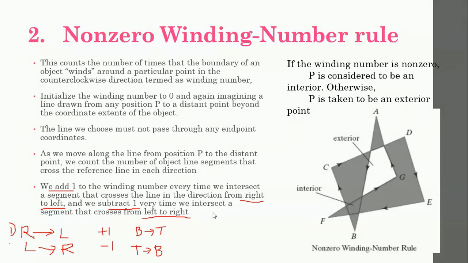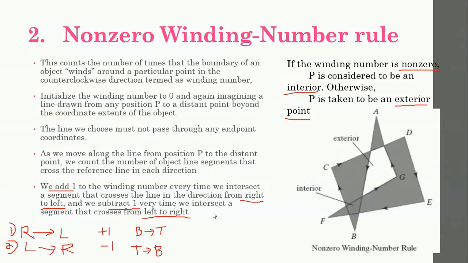Based on this, you are going to calculate the winding number, and decide whether the point lies inside the polyline segment or outside. If after the calculation the winding number is non-zero, then you consider the point as interior. If the winding number after calculation is 0, then you decide the point is exterior, that means outside the polyline segment or the boundary. So this is the rule.